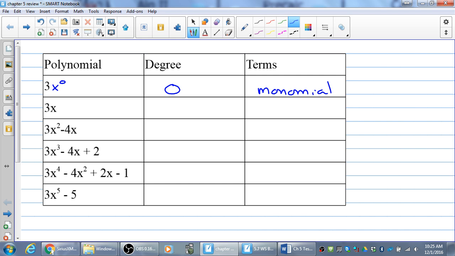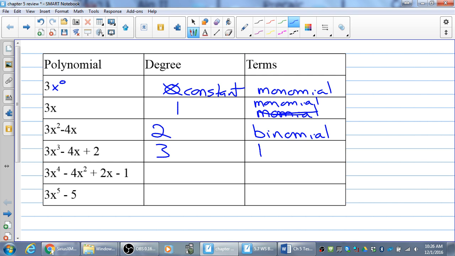All right. So this is a degree of 1. Monomial. That's the French way to spell monomial. What's that? Oh, yeah. You're right. They have constant in there. Thank you. I would probably accept either one. Degree is 2, binomial. This one is 3. This is a trinomial.